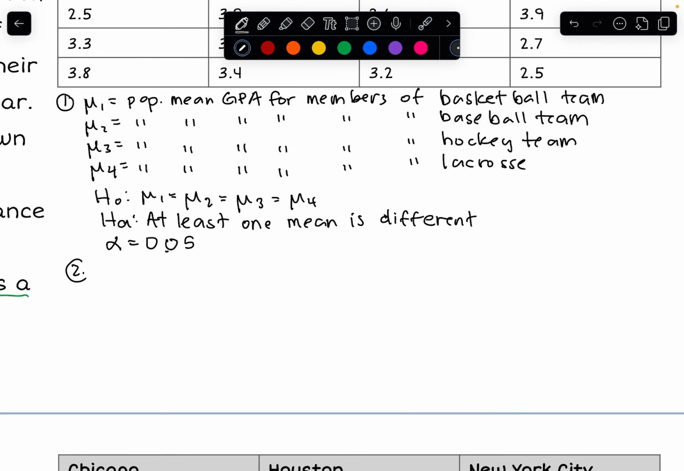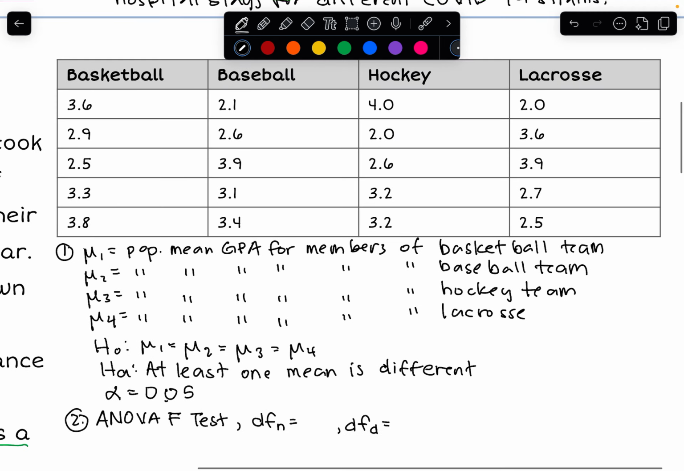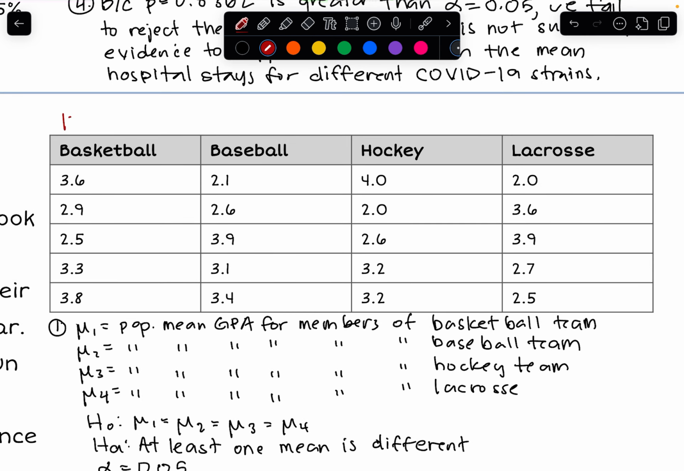For step 2, this is an ANOVA F test. I have 2 degrees of freedom, numerator and denominator. So going back to the table, I'm going to identify K and N. So K is the number of means or the number of samples, and I see 4. And then N is the sum of the sample sizes. And each of my samples is the same size. 1, 2, 3, 4, 5. So 5 plus 5 plus 5 plus 5 equals 20.